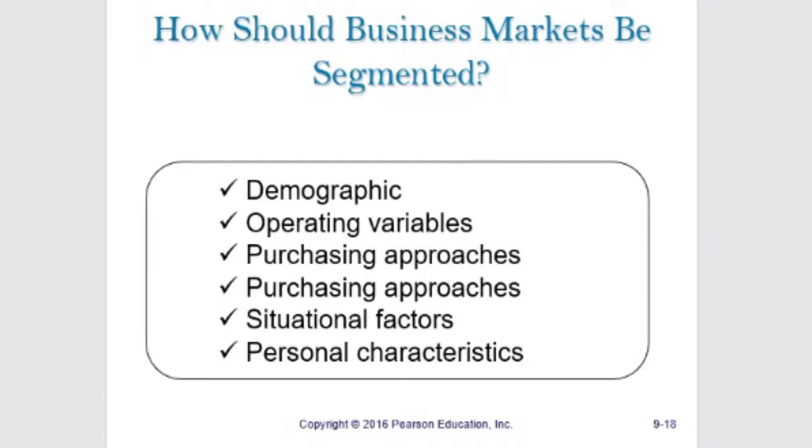The third important aspect is called the purchasing approach. Purchasing approach is a very important aspect. That is, how do you purchase? Should we serve a company with centralized purchase or a decentralized purchasing organization?